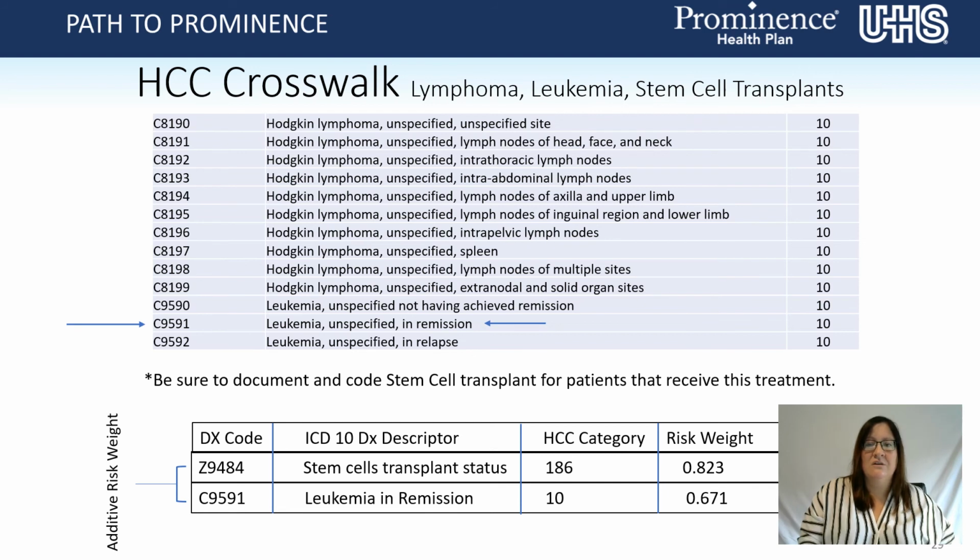Be sure to document and code stem cell transplants for patients that receive this treatment. It's an additive risk weight. For example, Z94.84 stem cell transplant status goes to HCC category 186 with a risk weight of 0.823. And then leukemia in remission codes out to C91.91, HCC 10, which brings an additional risk weight of 0.671.